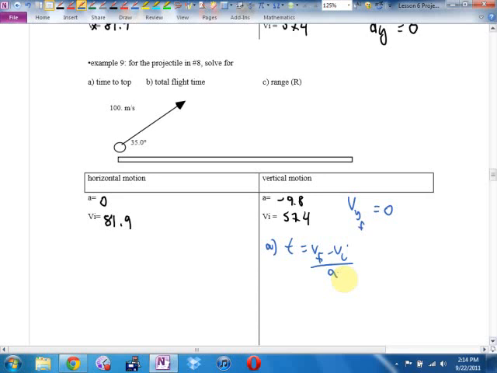VF, zero, minus VI, 57.4, all over negative 9.8. Am I going to get a negative time? Oh, no. The top will be negative as well as the bottom. I'll get a positive time. Whew.